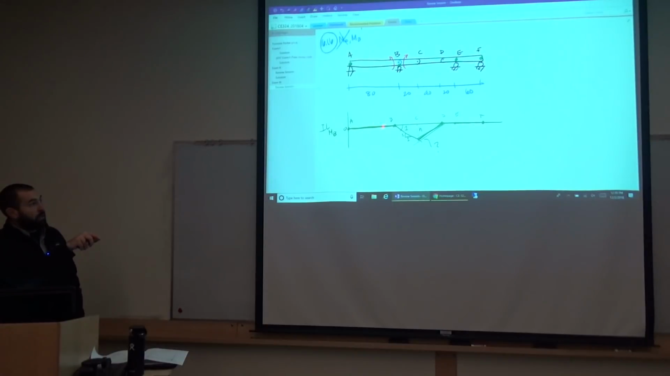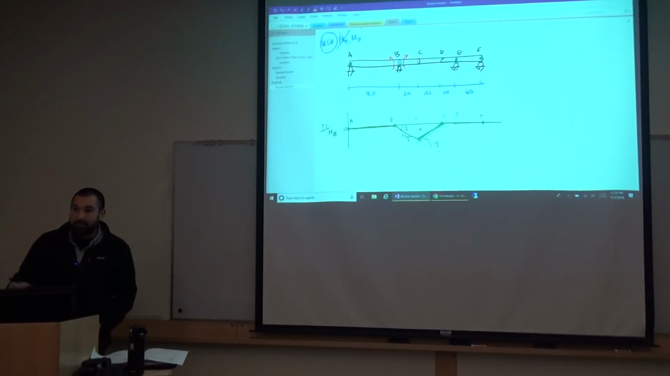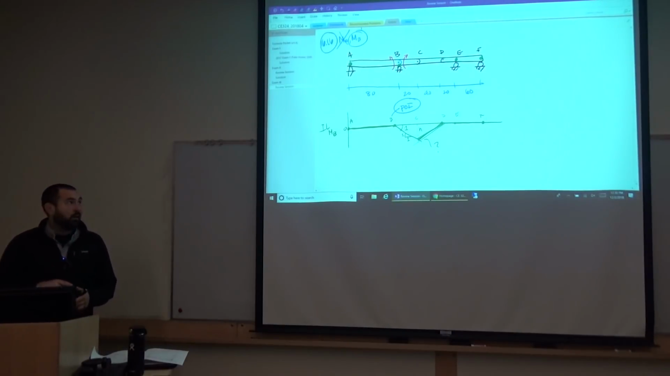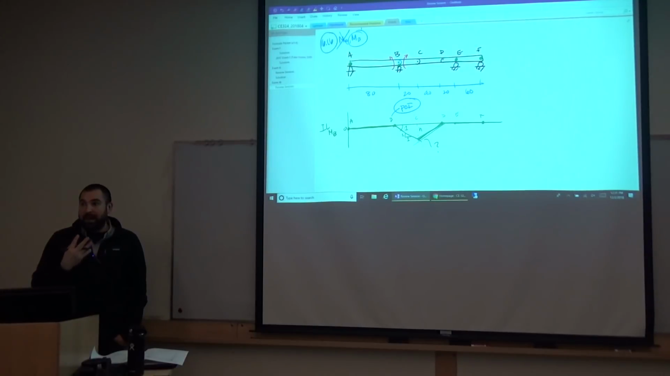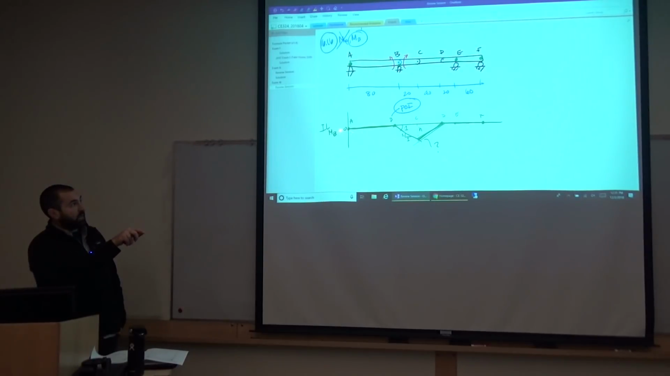So here, B is our point of interest, so that might even be a good thing to put in your diagrams. Like this is our point of interest because we're focusing on the moment at B, that is the one location on the beam that we're essentially calculating the results of. That is our only point of interest. That's why it shows up over here.